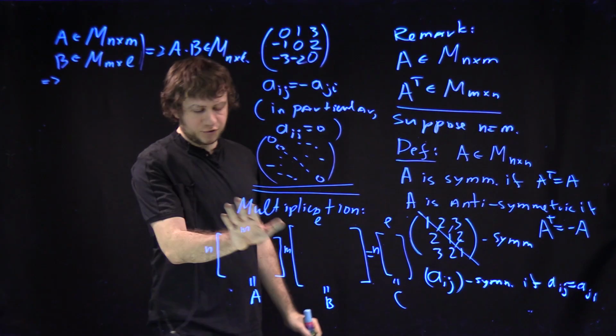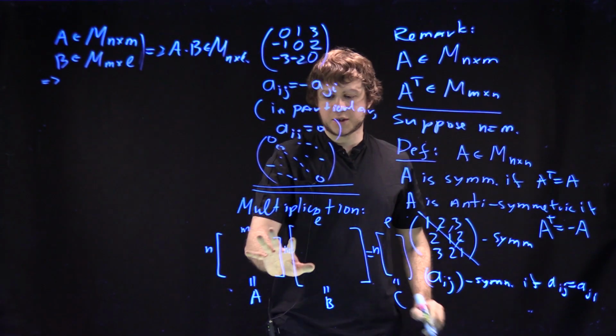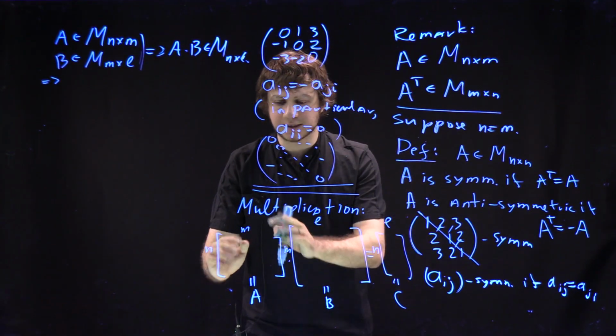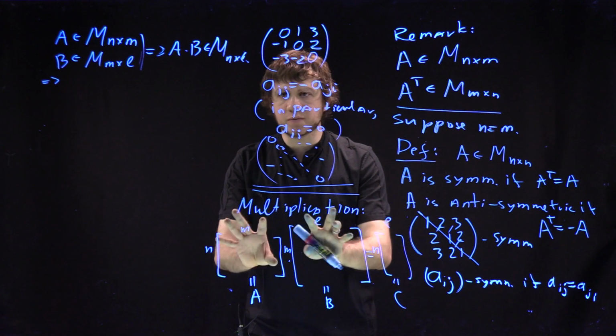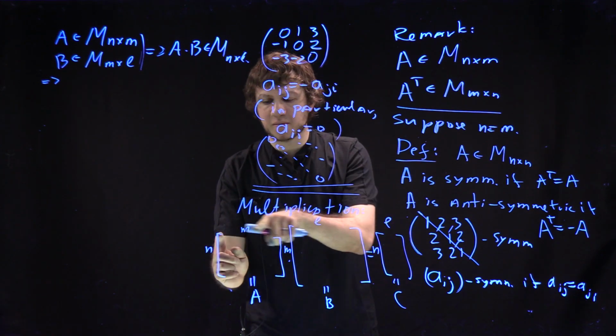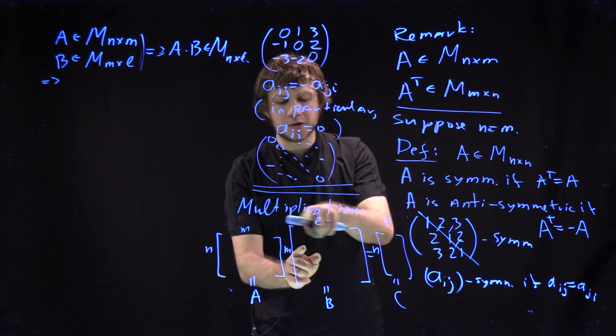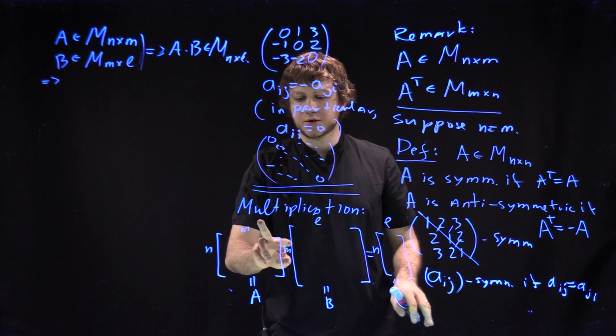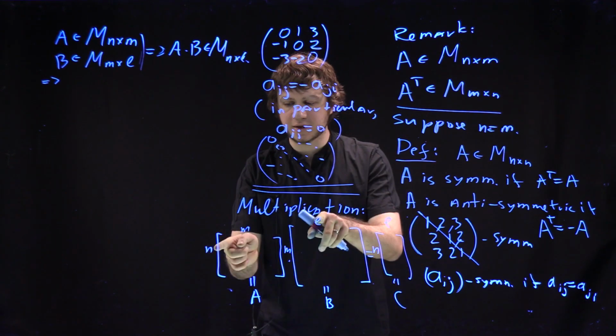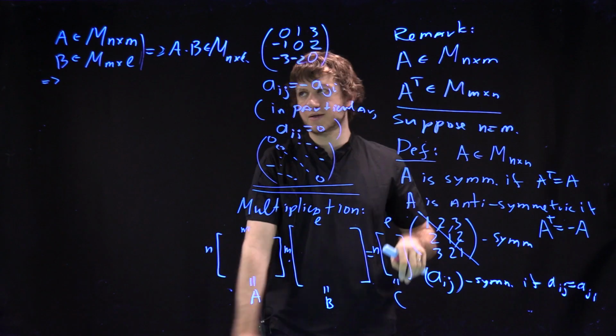I have to say what the rule is, but so far just remember the sizes. For matrices to be multiplicable, you need the number of columns of the first one to equal the number of rows of the second one. So these two numbers kind of eat each other, and then you have an n times L matrix at the end.